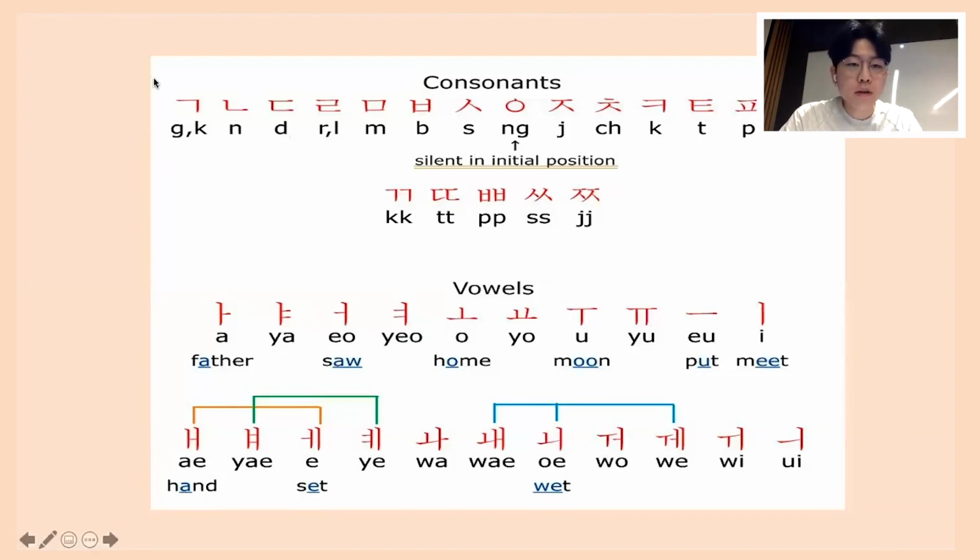Okay, here we go. From the first line, it's ka, na, ta, ra, ma, pa, sa, a, cha, cha, ka, ta, pa, ha. And the double consonants, ka, da, ba, sa, ja. So it's just basically the stronger version of the single ones.